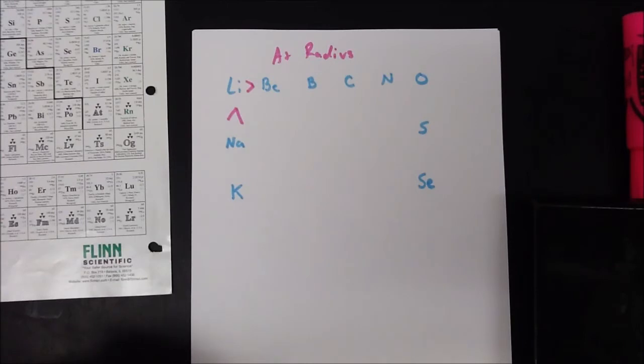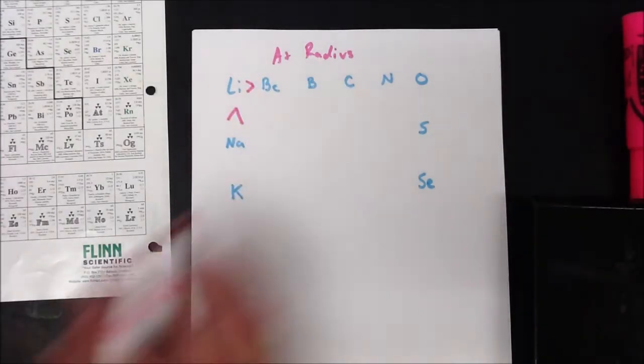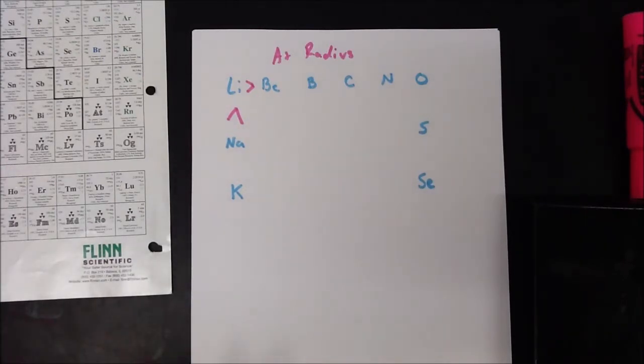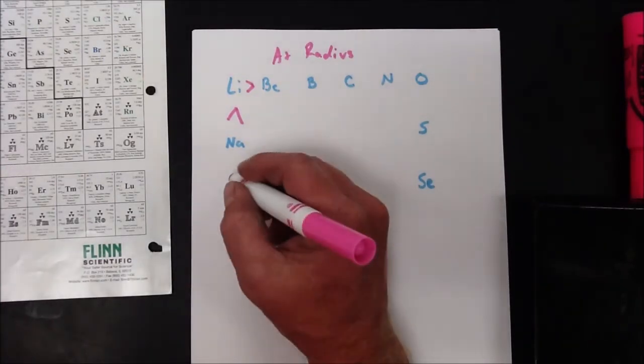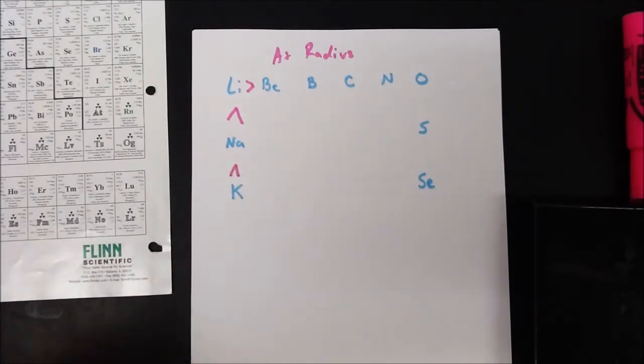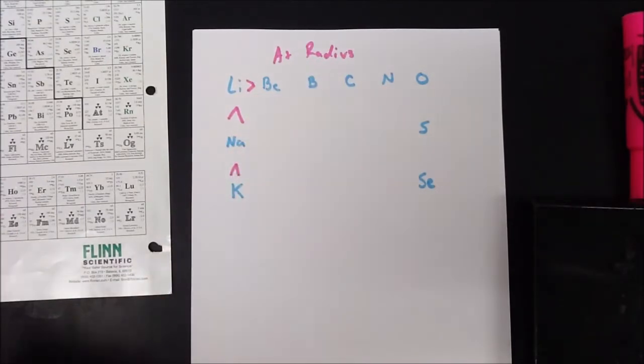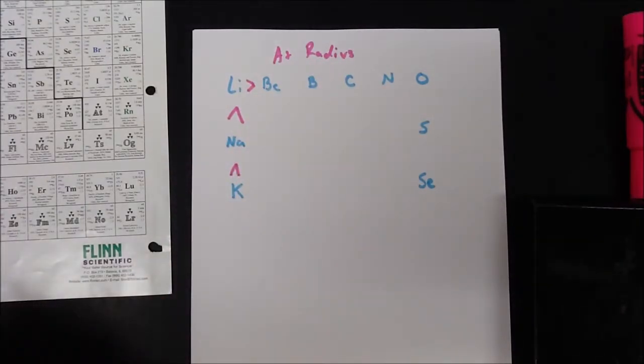I'm just going to say sodium is the largest of those three because sodium has more shielding than lithium. Lithium's bigger than beryllium because lithium has a less effective nuclear charge. And then I would predict the same thing down here to potassium. Potassium is the largest of all 4 of those because it has the greatest amount of shielding.